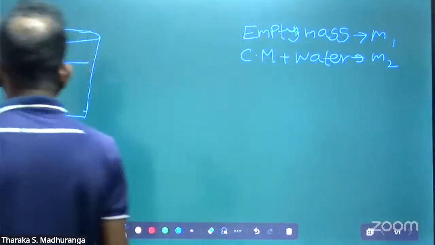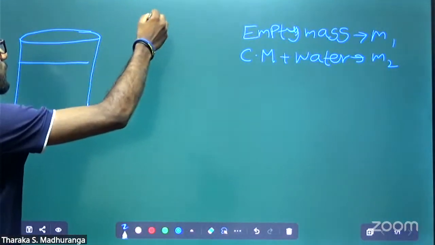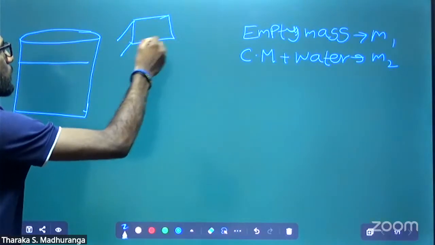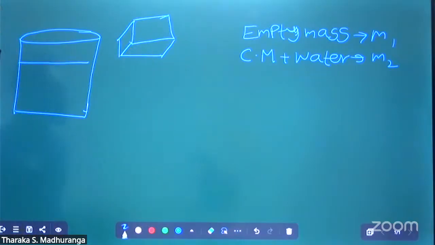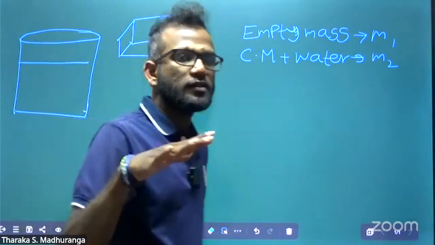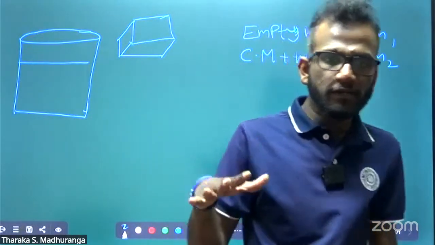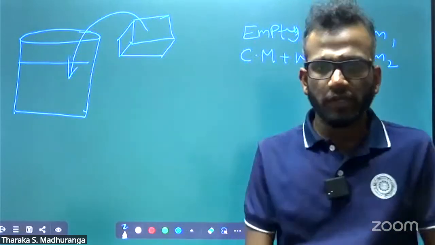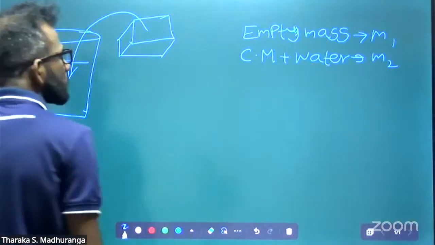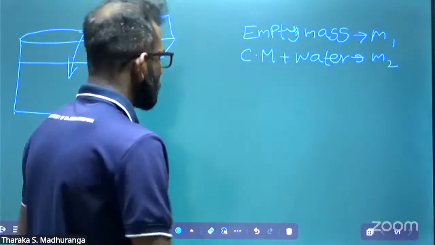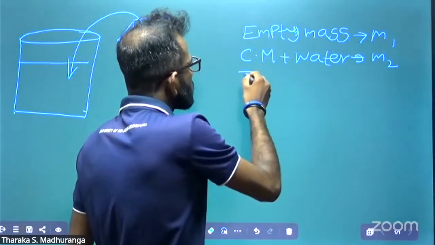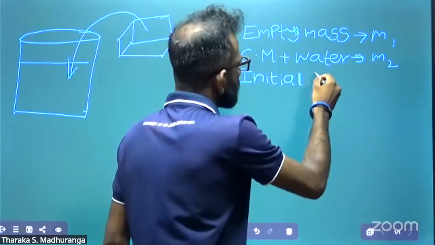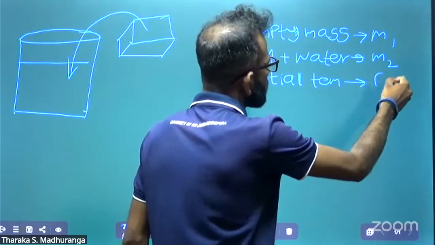Then get the unknown metal piece, a metal cube or whatever piece, heat it up to 100 Celsius and put it into this container. Before that, we need to measure the initial temperature of water. The initial temperature of water we call theta 1.